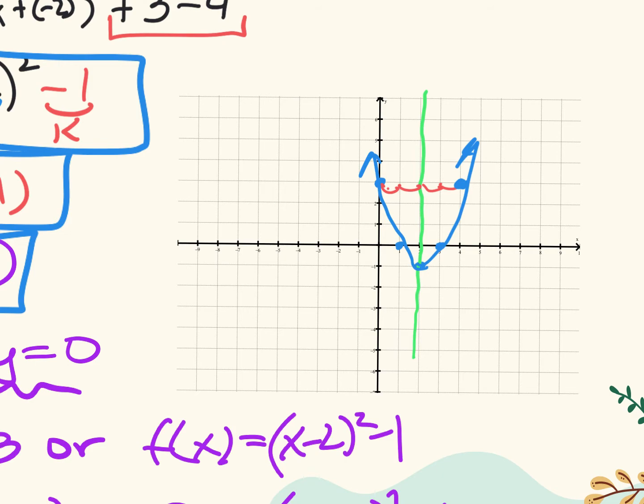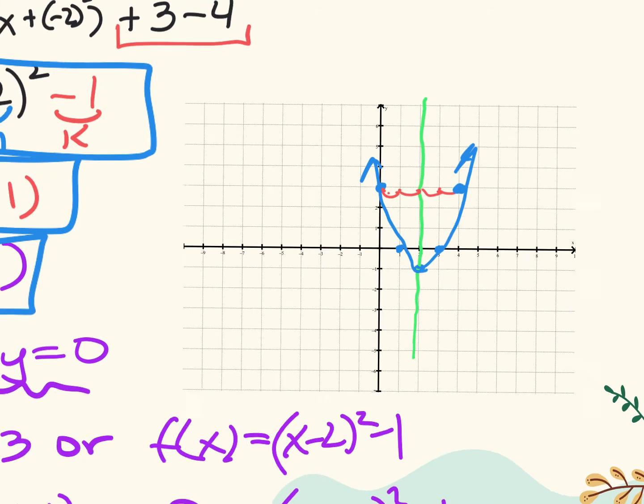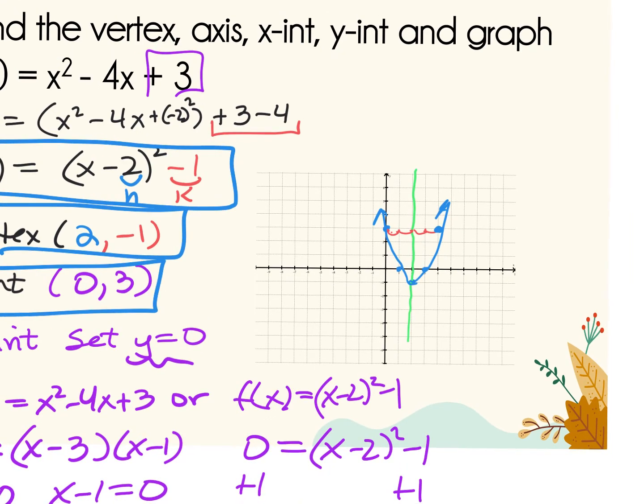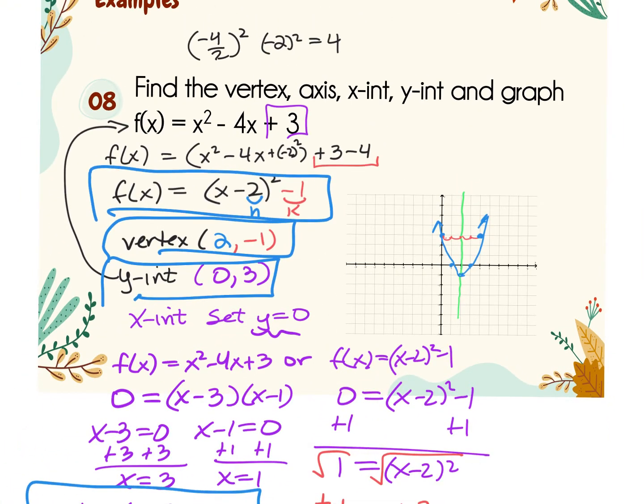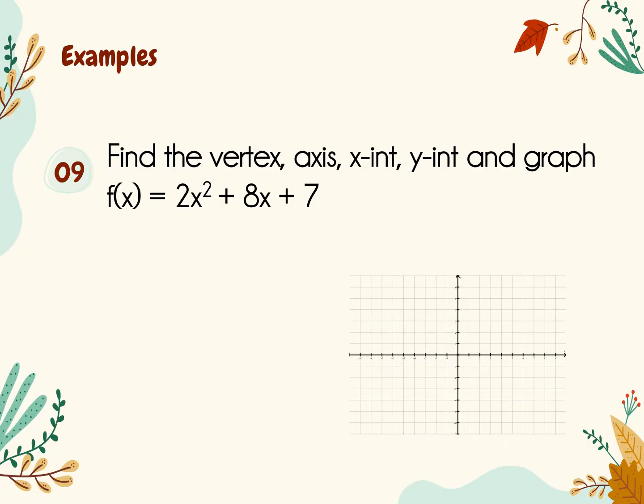Let's try number 9. We're going to do the same thing. However, this one has a number in front, so it's a little bit more challenging. All right, so again, same things: finding the vertex, axis of symmetry, x-intercepts, y-intercept, and graph it.